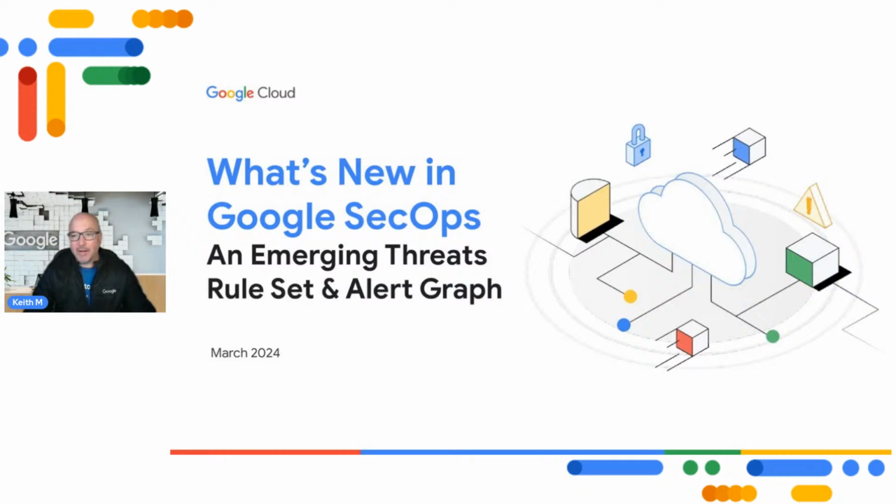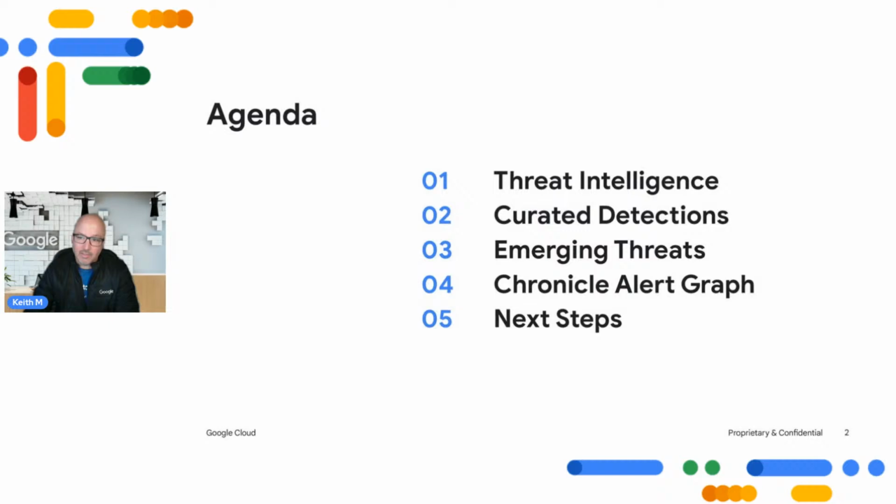And today we're going to talk about what's new in Google SecOps. We'll focus on the emerging threats rule set and our new alert graph. So in covering those two new features or topics, we'll touch on some threat intelligence, we'll review the curated detections, and we'll pop into that emerging threats rule set, and then we'll look at the alert graph, finishing off with some next steps.